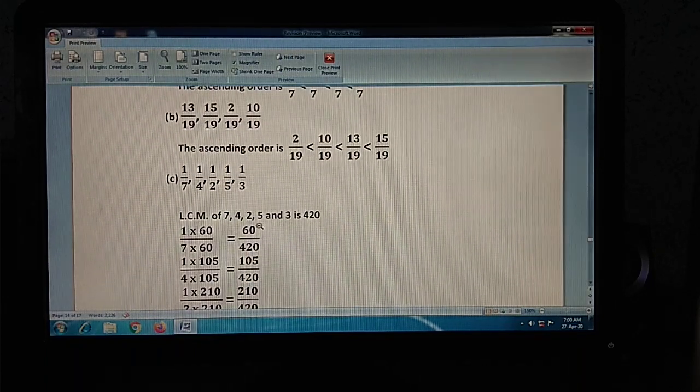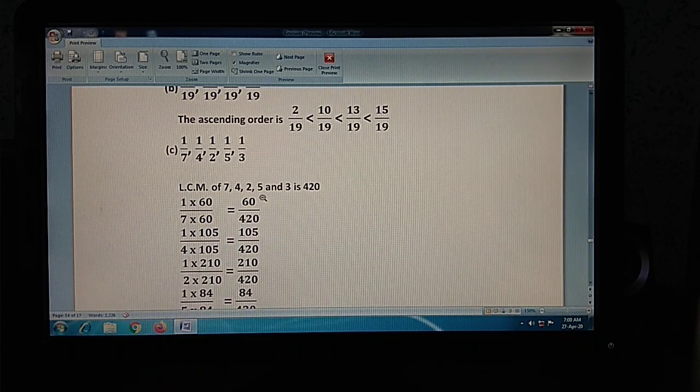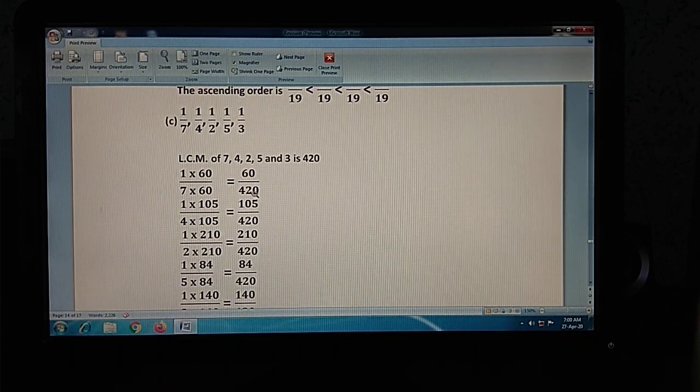But what if the denominators are not same? If the denominators are not same, same thing, you have to take the LCM to make the denominators equal. Only then can we compare. Without making the denominators equal, we cannot compare the numbers. So here I have made the denominators equal, the LCM is 420.